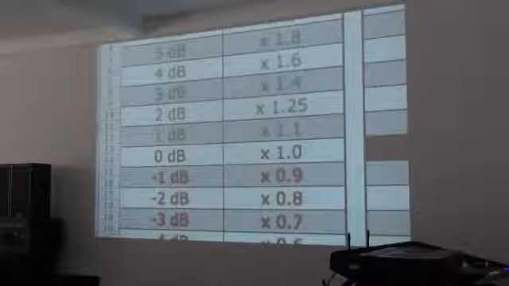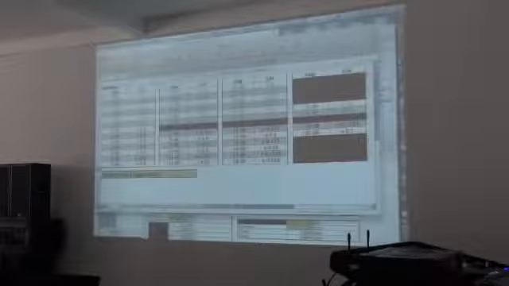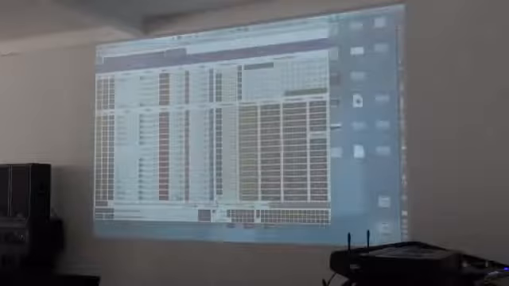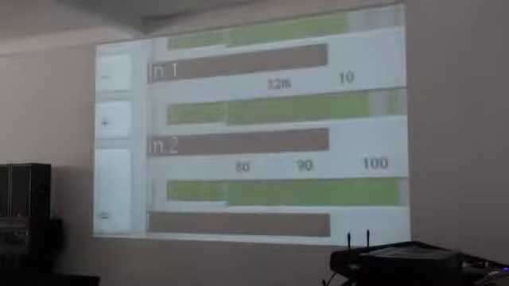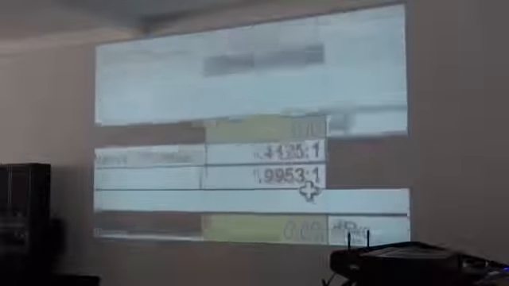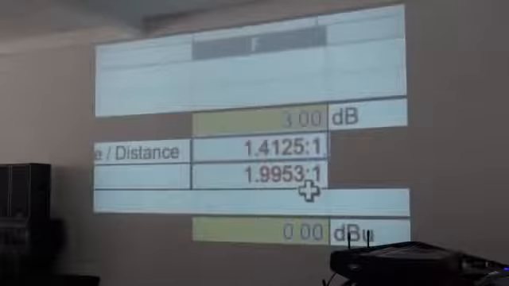3 decibels is 1.4. If we do 3 decibels, you will see here 1.42. But the exact value of 3 decibels is 1.4125. That is the exact value of 3 decibels.